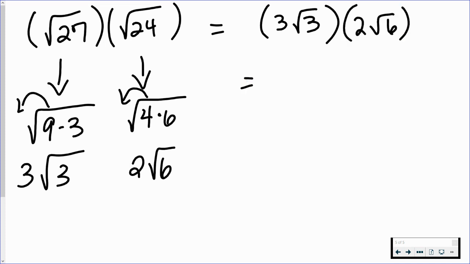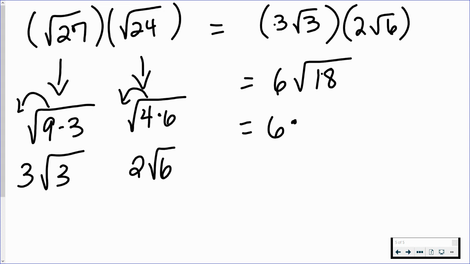Now, let's go with what we said earlier. Outside times outside, 3 times 2 gives us 6. Inside times inside, 3 times 6 gives us 18. Now, remember, we want to simplify the radical if we can. We still are going to have this 6. Let's take a look at that radical.